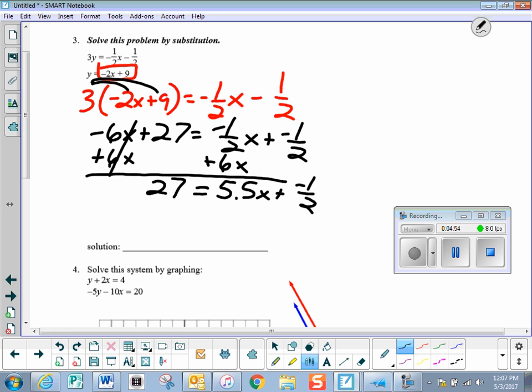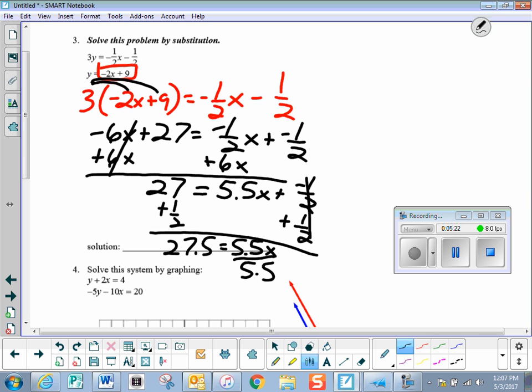The reason I can use a decimal is that a half is terminating. Now what? You have to add 1/2. Good, Alex. Good job, Rob. Because it's a negative, we add the opposite, so that makes 0, and we get 27.5 equals 5.5x. Then how do I get the x alone? Divide by 5.5.